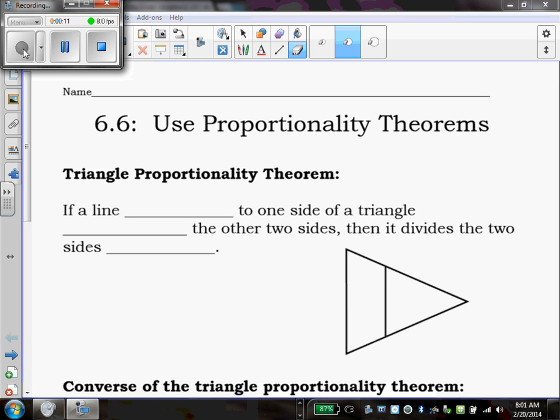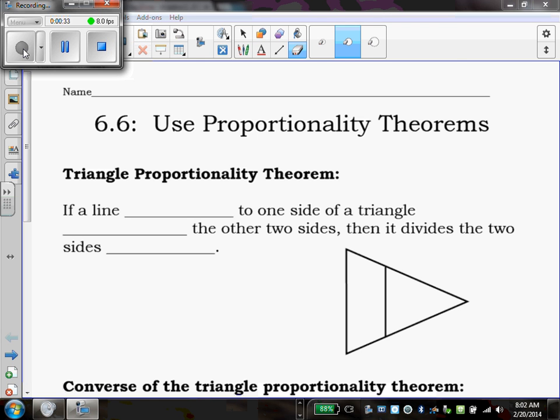So, proportionality, again, we've been talking about that term throughout the whole chapter, is the idea that two ratios are equal to each other and sort of how you show that, and what the ramifications of having a situation like that are. So, starting right with it, we have the triangle proportionality theorem.